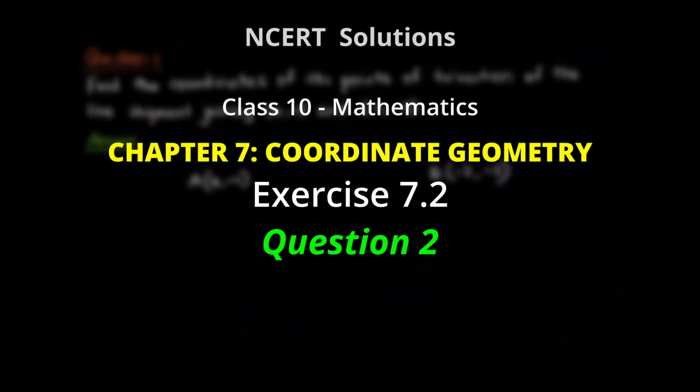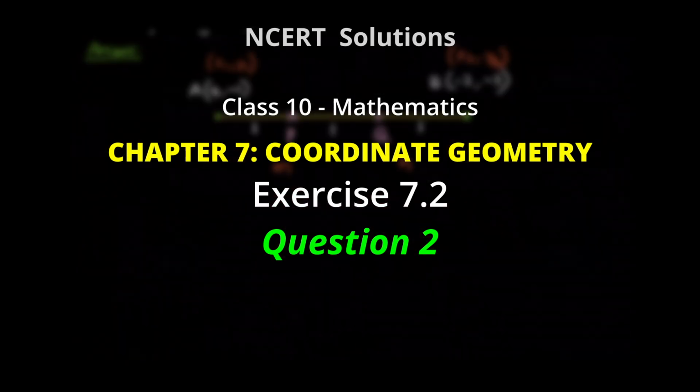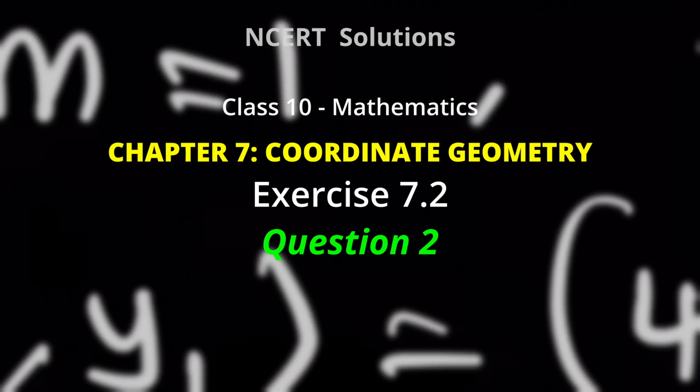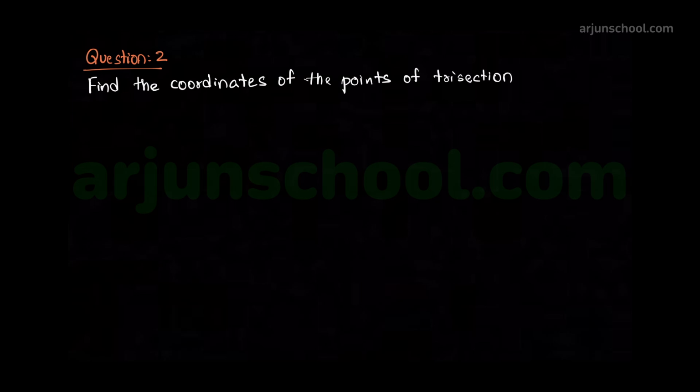NCERT Solutions, Class 10, Maths, Chapter 7, Exercise 7.2, Question 2. Find the coordinates of the points of trisection of the line segment joining (4, -1) and (-2, -3).